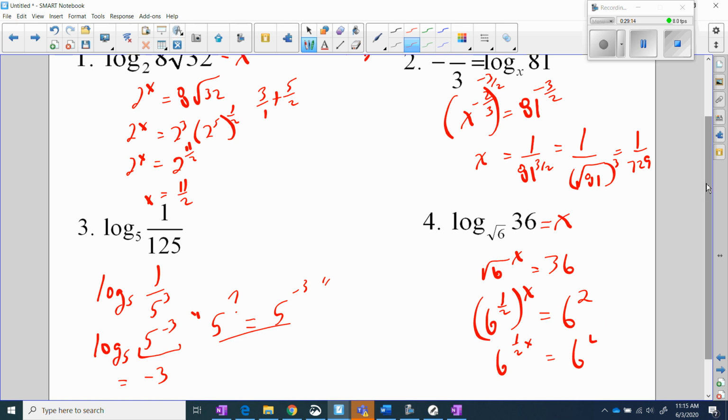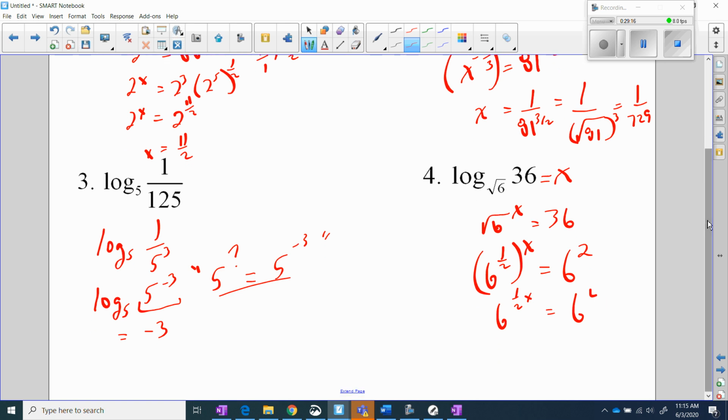So that means that the exponent, because they're both base 6s on each side, the exponent here has got to equal the exponent here. So 1/2 x equals 2. I'm going to double both sides. X would have to be 4.